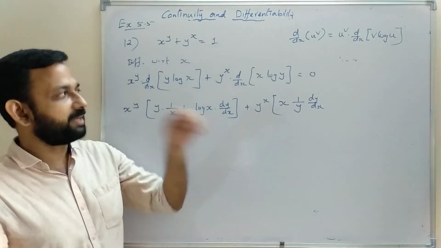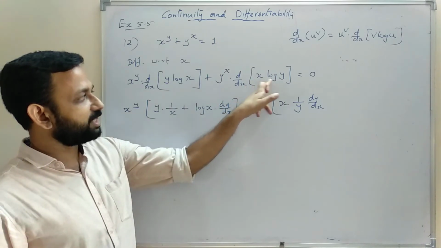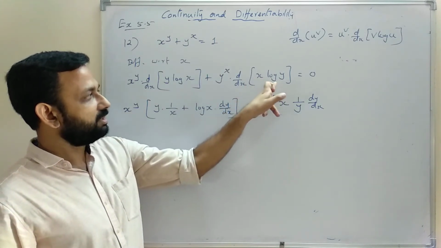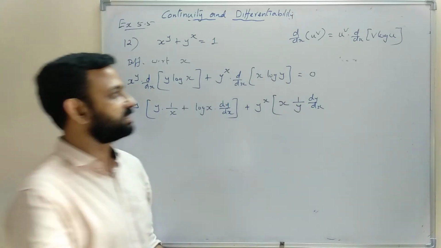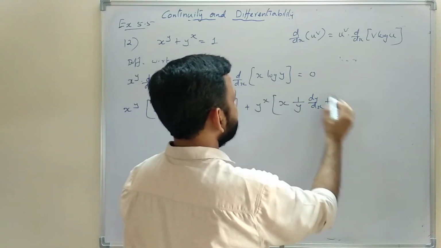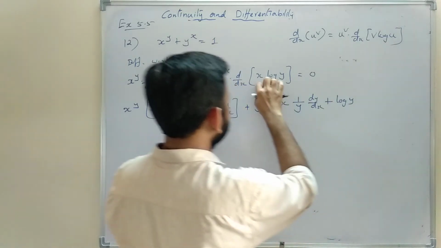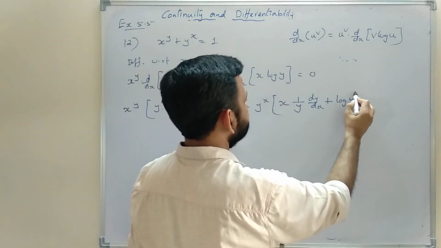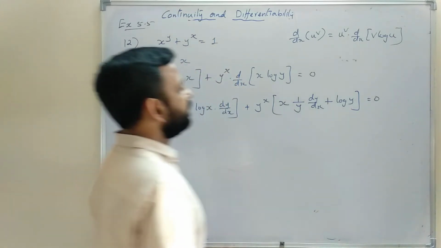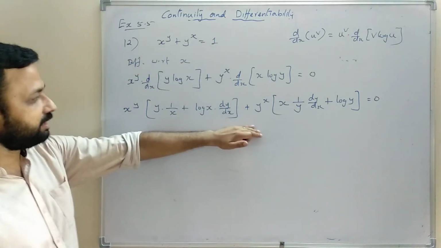So when we apply the product rule, first function into derivative of second: x into derivative of log y, that is 1 by y into dy by dx, plus second function, that is log y, into derivative of x with respect to x, that is 1 only, equal to 0. From here we need to find dy by dx.